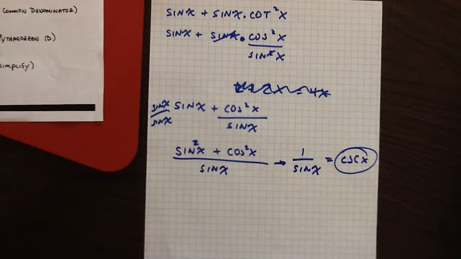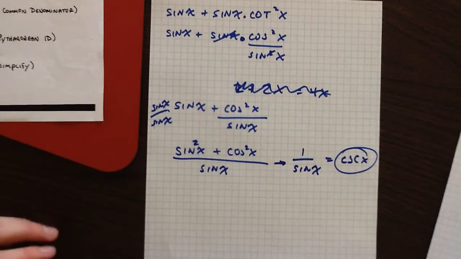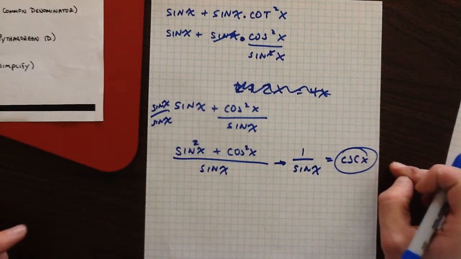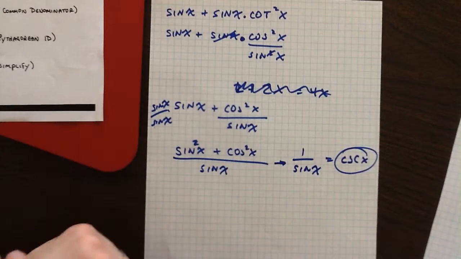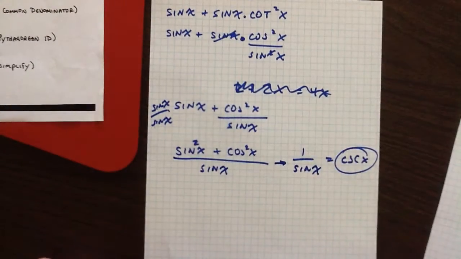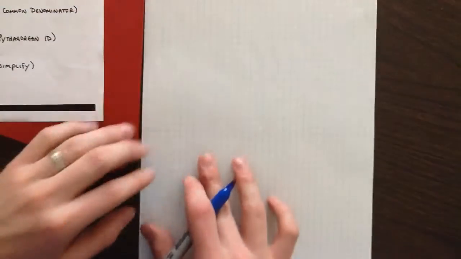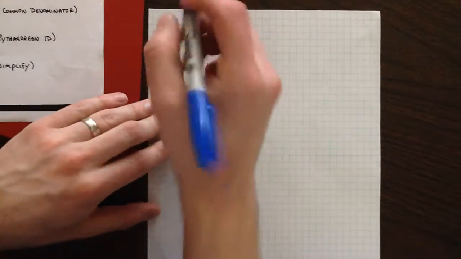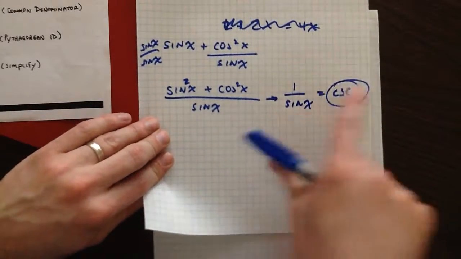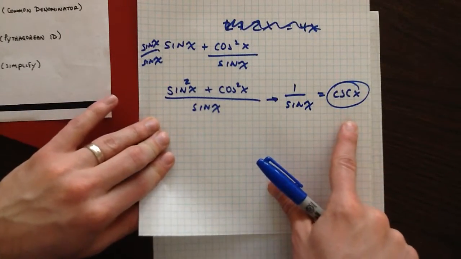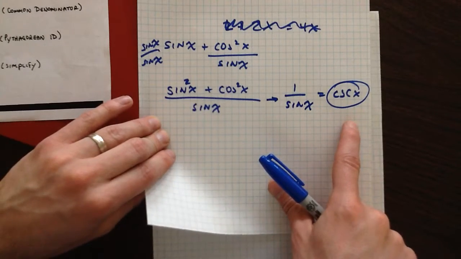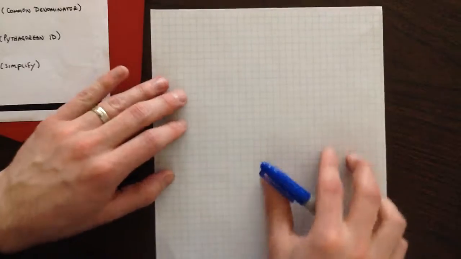So the whole point is, how can we combine these? How can we simplify down to as few parts as possible? It's going to work your algebra. Make certain that you can manipulate things appropriately. The whole thing came to be over sine, therefore cosecant. Last one.